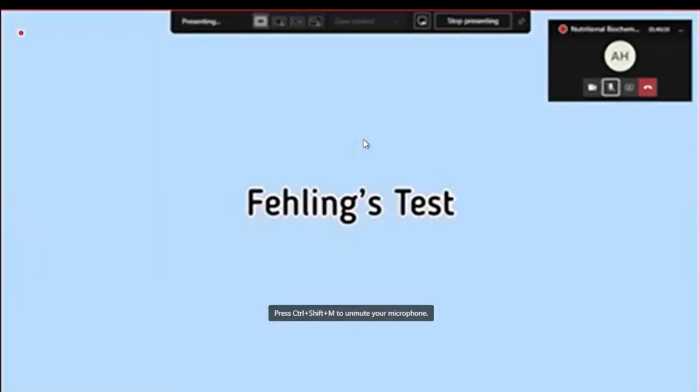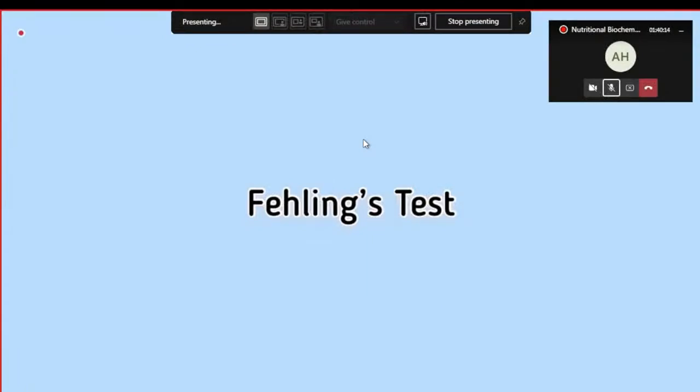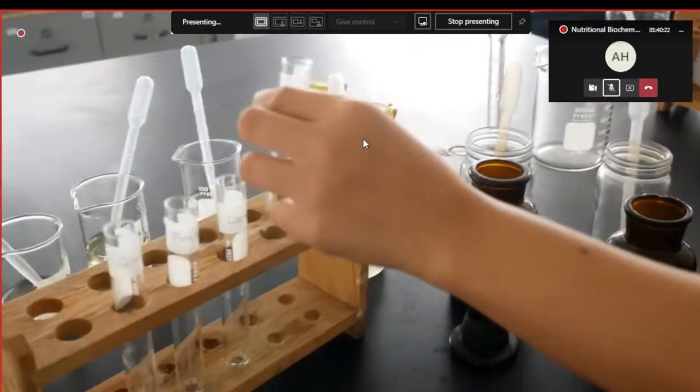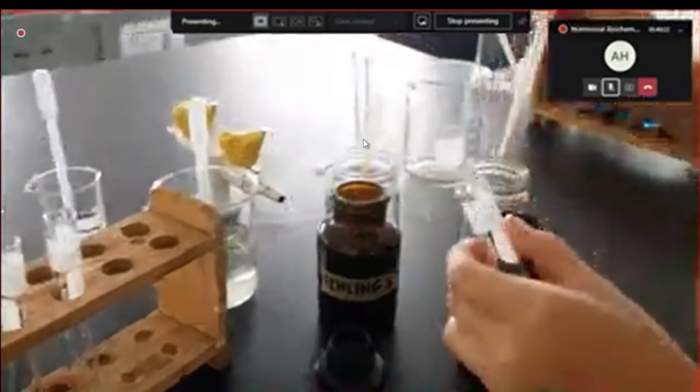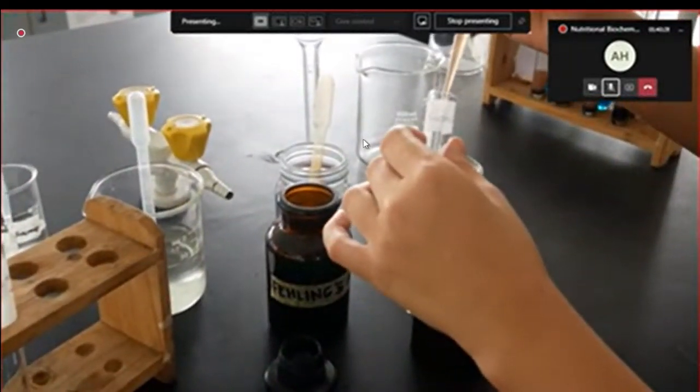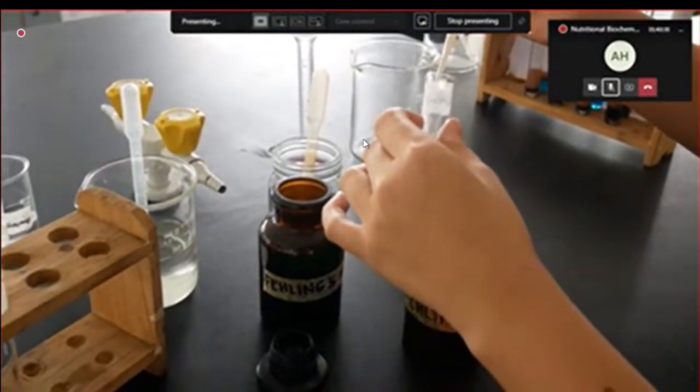Our next test is Fehling's test, which is a reduction test to determine the presence of reducing sugars. It differs from Benedict's test in that Fehling's reagent contains Rochelle's salt, or sodium potassium tartrate, in place of sodium citrate. Fehling's solution consists of solution A and solution B.